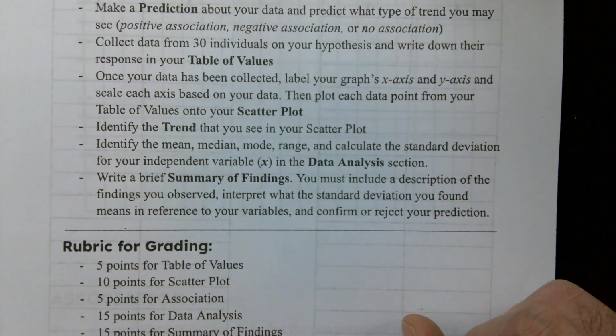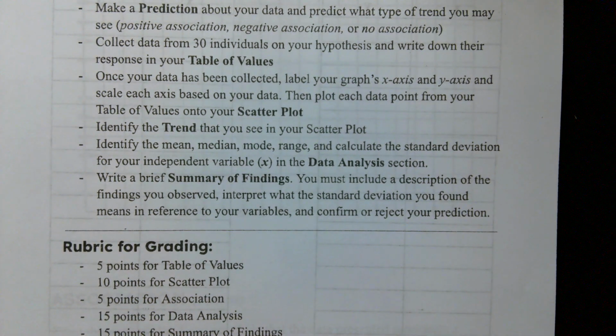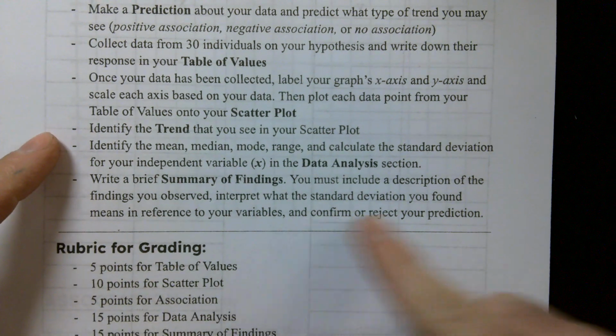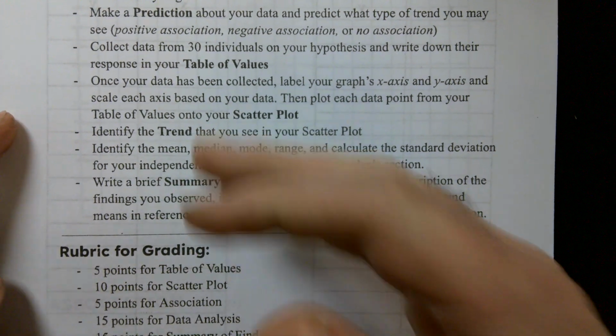We just talked about, like Anthony helped us out with, a low standard deviation means that we're close to the mean. What does that mean? And then whether your prediction was right or wrong, right? Grading rubric, you can see that later. Here's what it's going to look like, right?